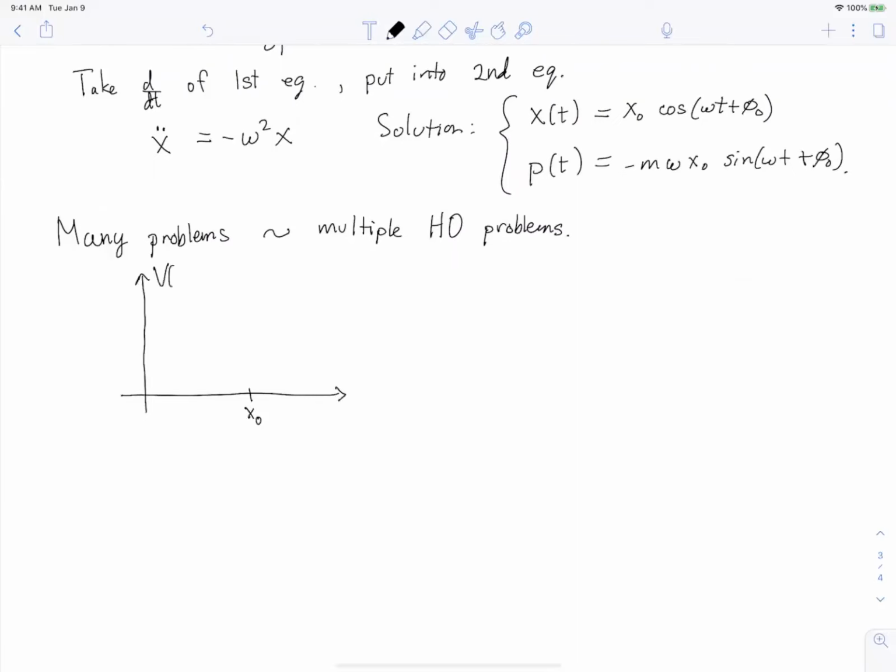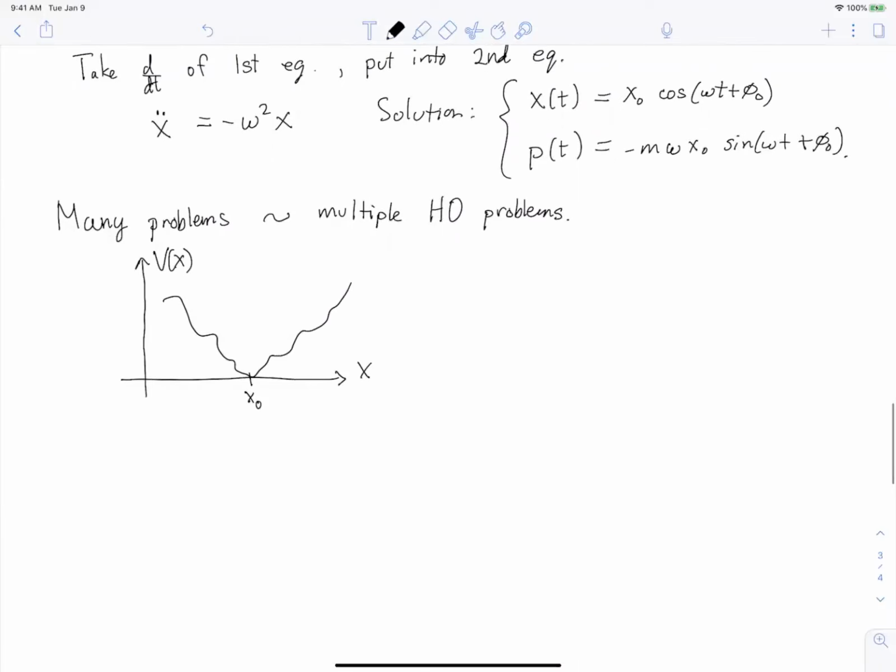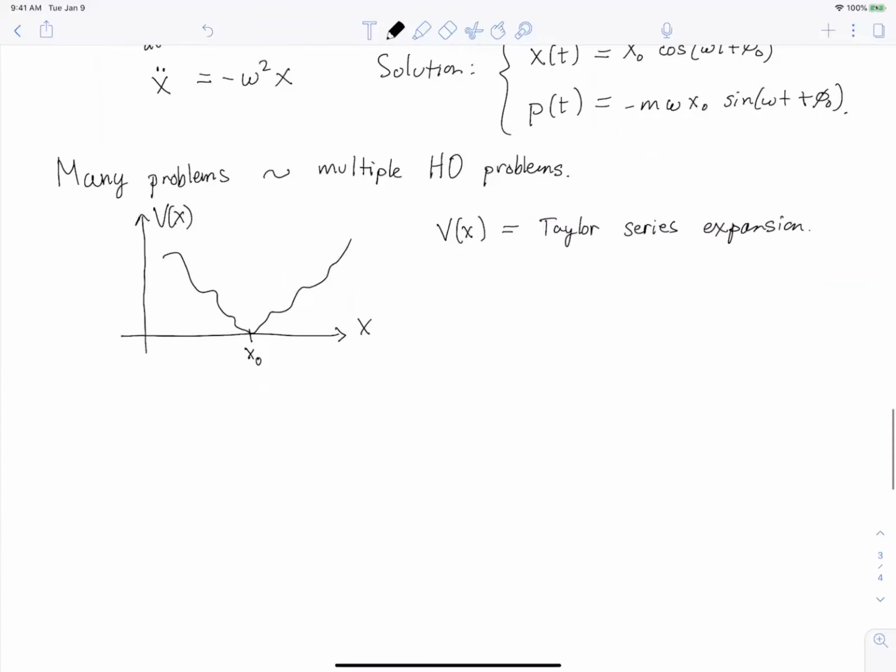And I write down a potential. And maybe it has some form like that, some arbitrarily wiggly shape. But the point is, if you're lucky, you can write the potential as a Taylor series expansion of the function that we've drawn there. So let's see how that goes. If I have V of x, and I do a Taylor series expansion about x0, it looks like this.